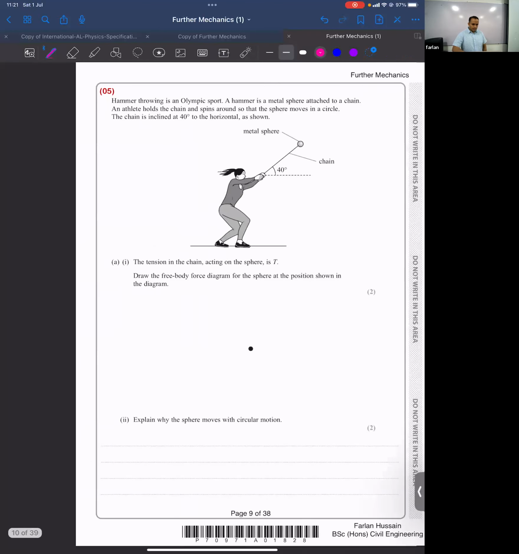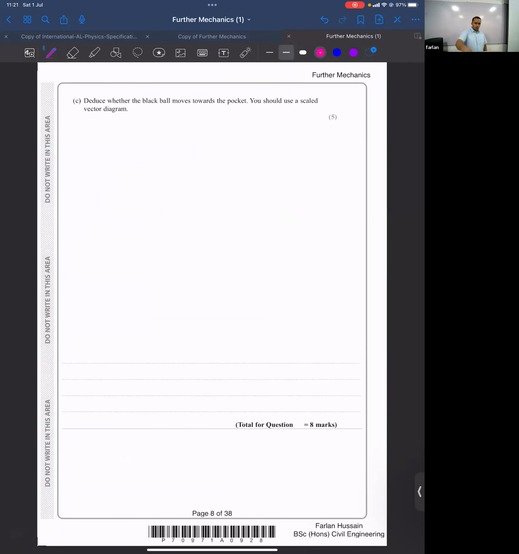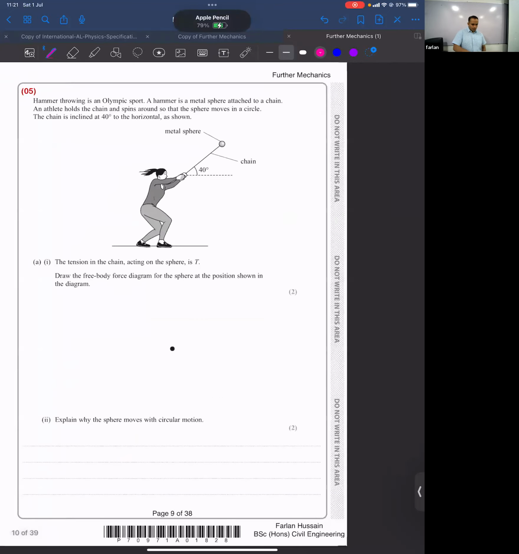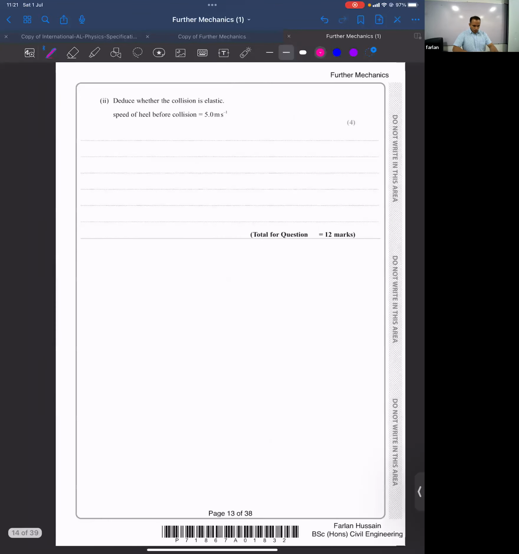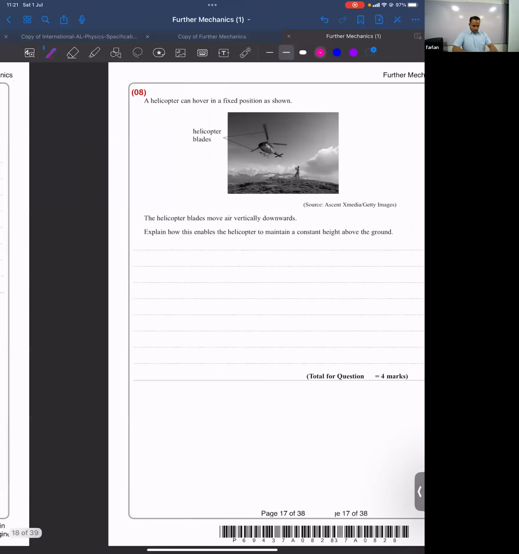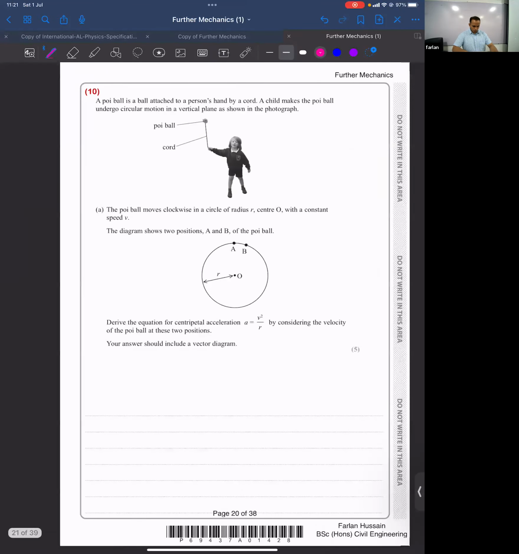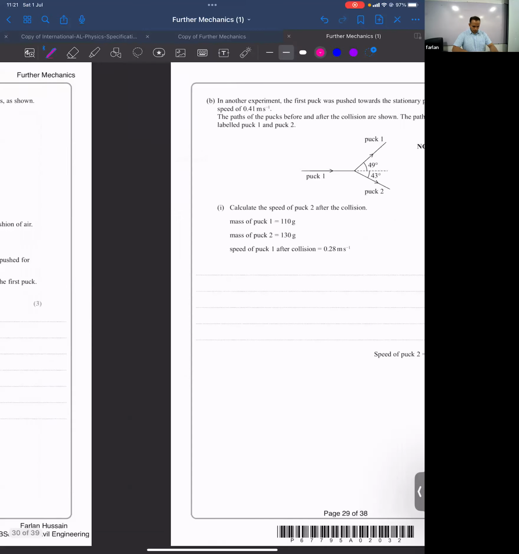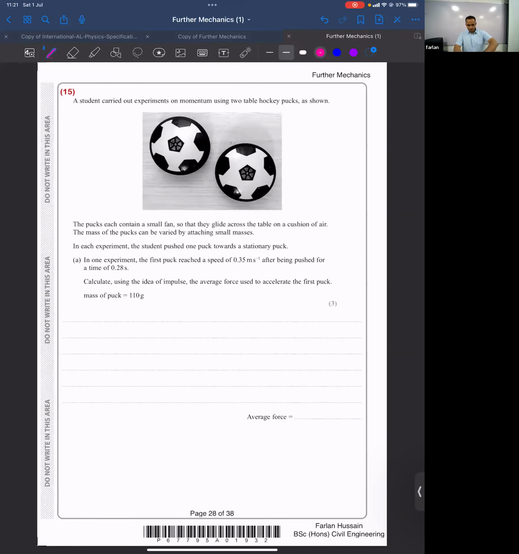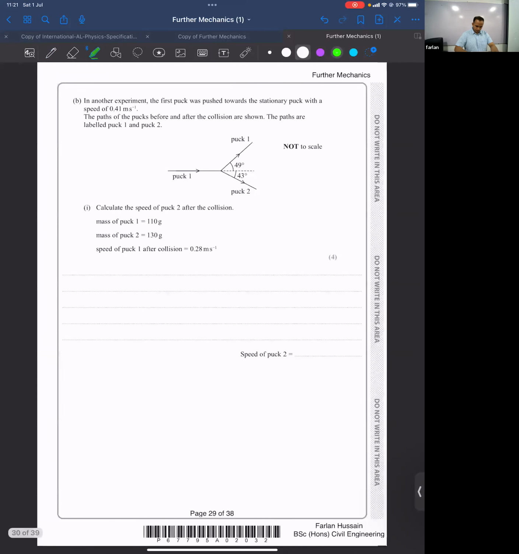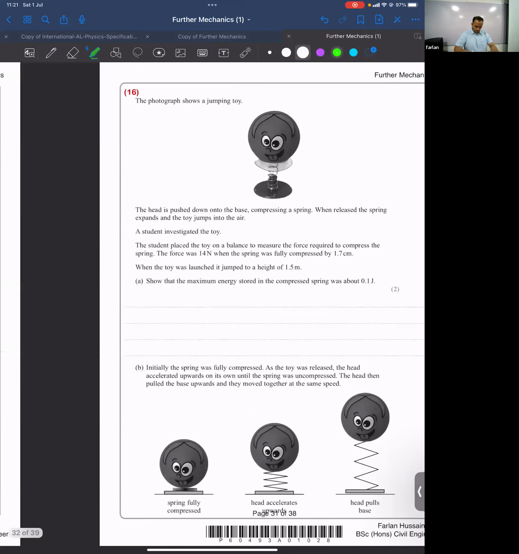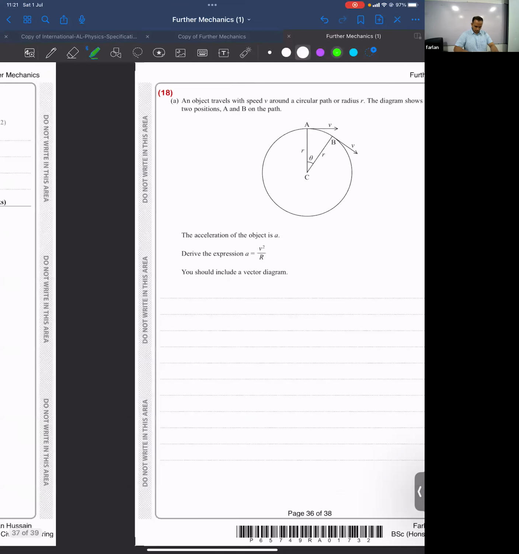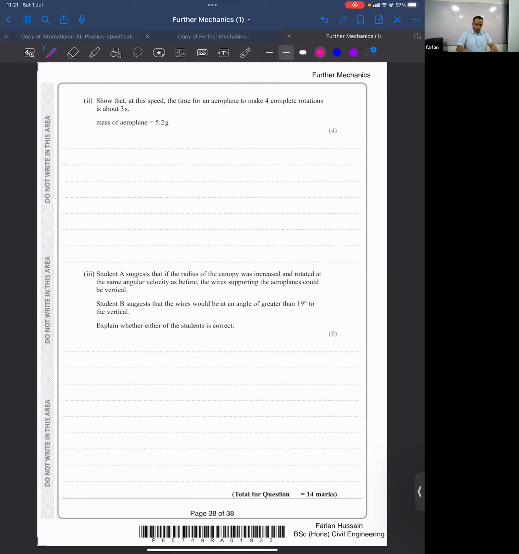Right, guys, part C, give it a try for homework. We'll continue from this point on the next day. And there is one more question you can do for homework, question number 15. Yes, question number 15, do it for homework. We'll continue from this point on the next day.